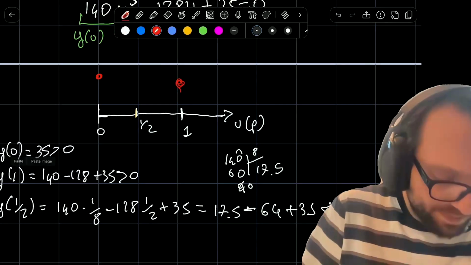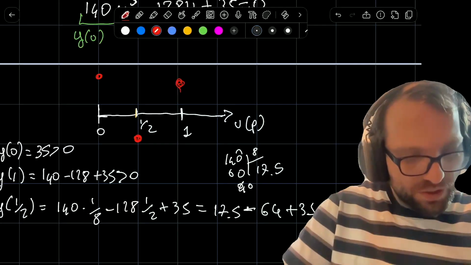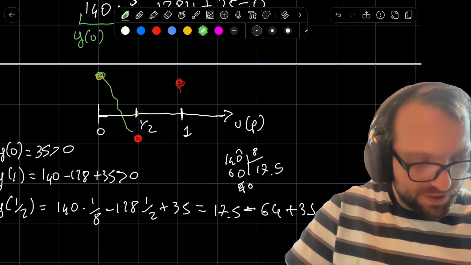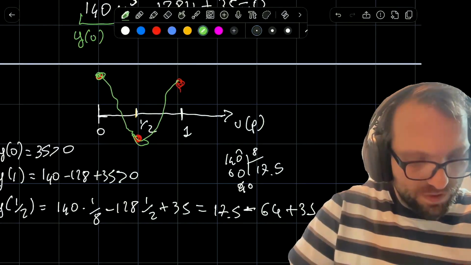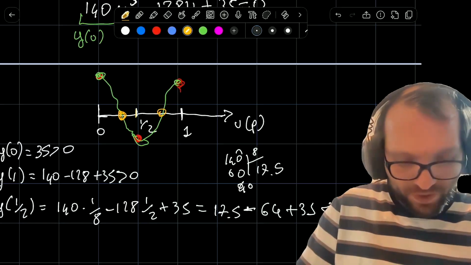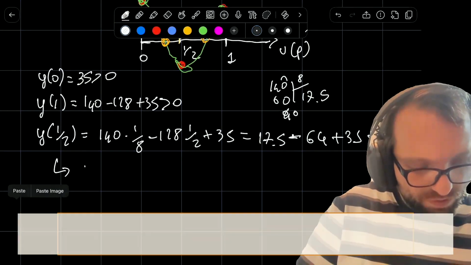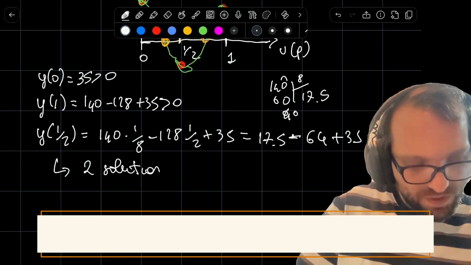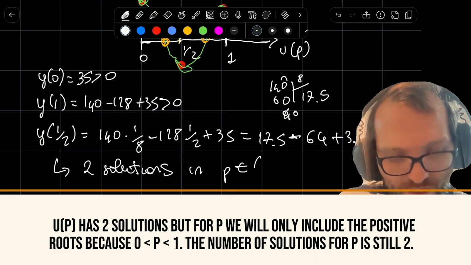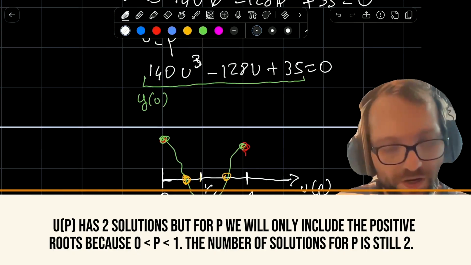We got extremely lucky, because we know that at 1/2 we are below 0. So this function y of u will do something like this, which means that there are two intersections with 0. So this equation has two solutions in p from 0 to 1. We don't need to know the exact value.